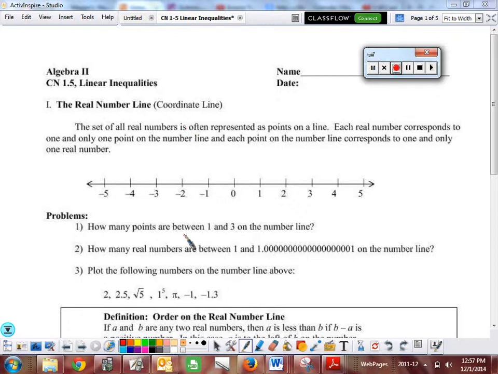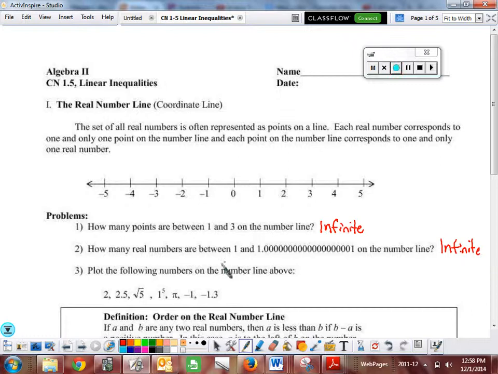We've had this discussion. The set of real numbers are all the points on this line. Each real number is exactly 1 point on the line, and the collection of them make the line, so no big deal. How many points are there between 1 and 3 on the number line? Infinite. You cannot count how many numbers there are between 1 and 3. How many real numbers are there between 1 and 1 point, a gazillion zeros and 1? Infinity. How about infinite? Infinite. Okay. As opposed to finite.